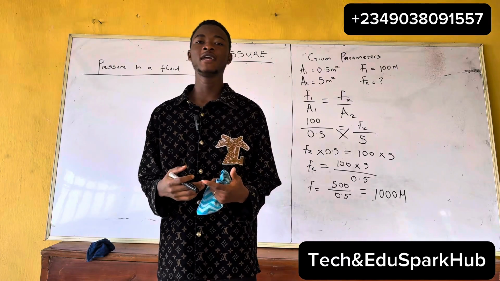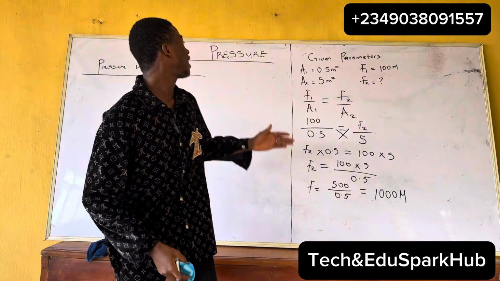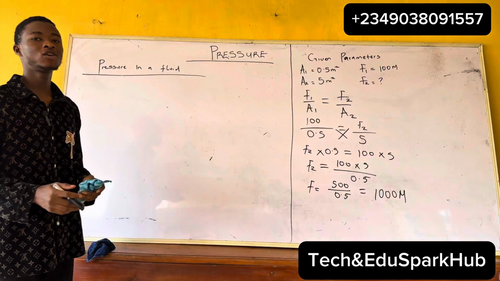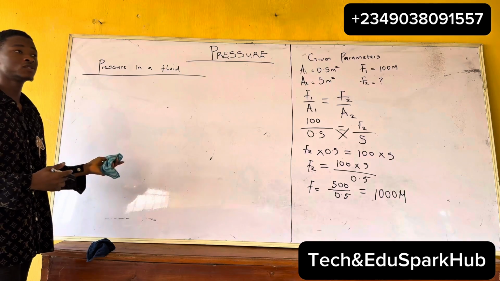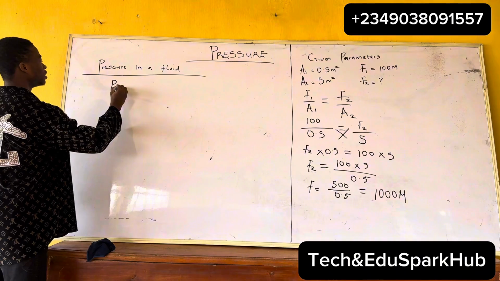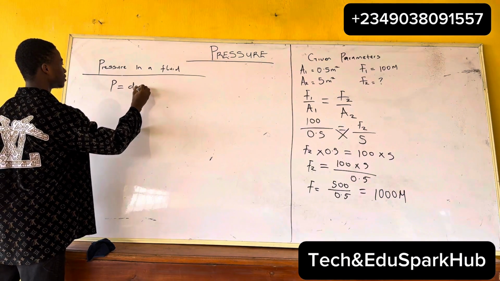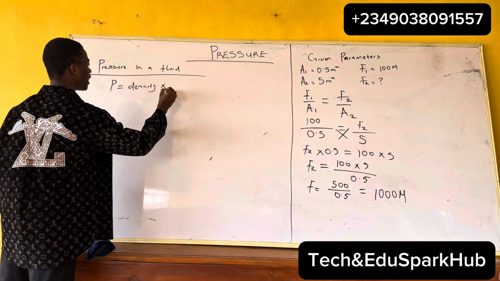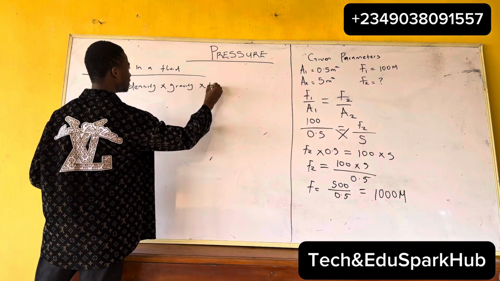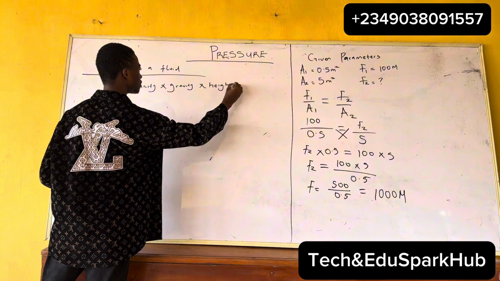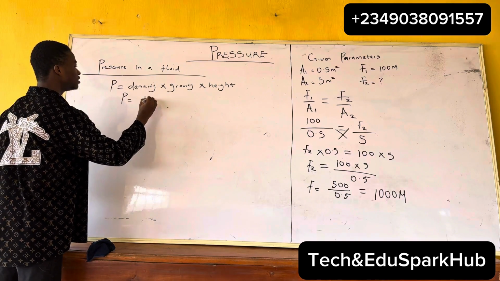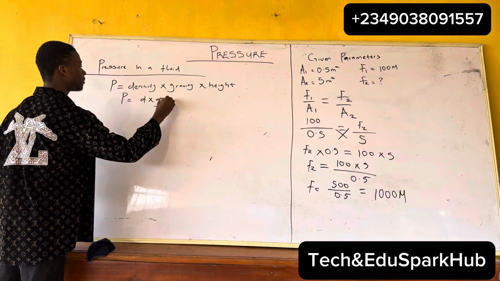Up next, we'll be looking at the pressure in a fluid. And like I said earlier, a fluid can contain a liquid or gases. And the pressure in a fluid is different from the pressure in a solid. So the formula for pressure in a fluid is given as P, which is the pressure, is equal to the density multiplied by the gravity multiplied by the height. So you can say P is equal to the D multiplied by the G multiplied by the H.